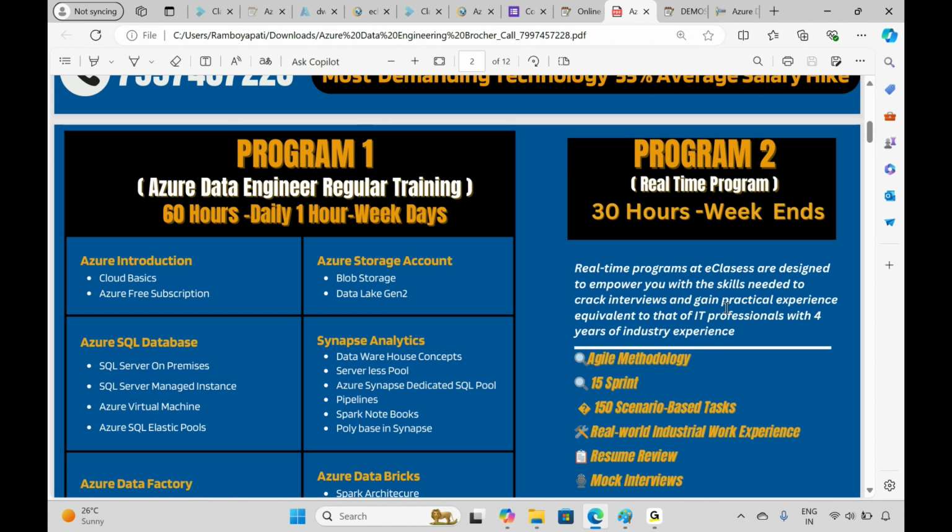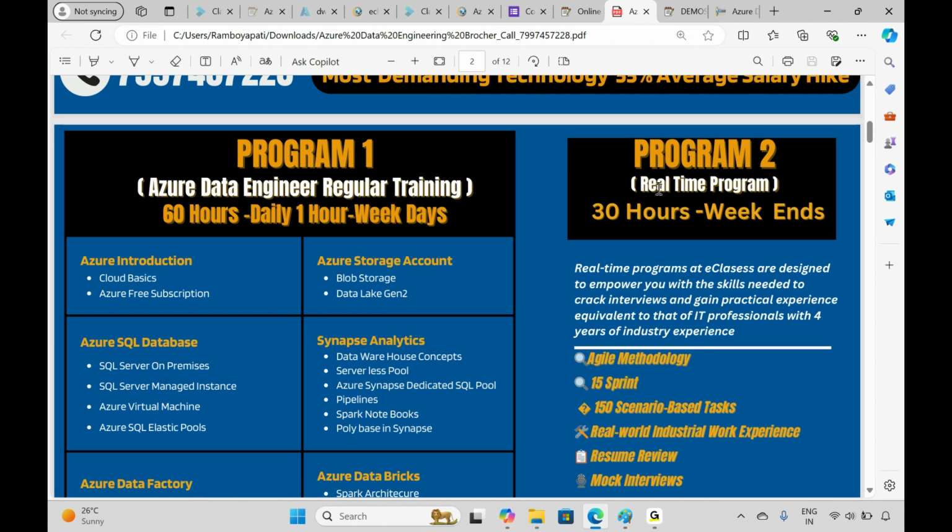It is equivalent to an IT professional with 4 years of experience in industry. So the person who is already working with 4 years of experience in IT, after you complete program 1 and program 2, you also will gain the same kind of experience. Equivalent experience we are going to provide inside this program 2.